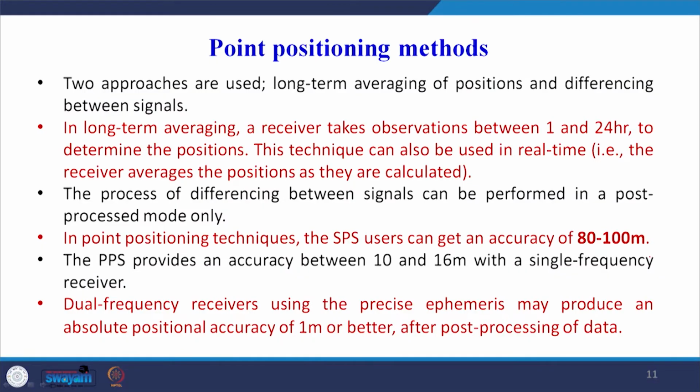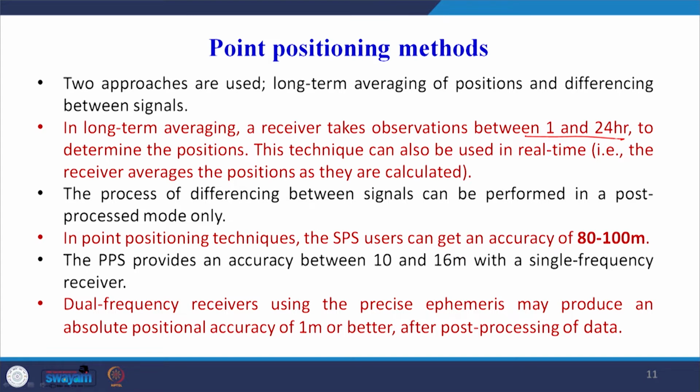So, let us see some of the salient points of each of these methods one by one. When we are working on a point positioning method, it is pointing out to a particular well defined point. Here we are using two basic approaches: one is called the long term averaging of the position, and another is the differencing between the signals which we are getting. As is clear from the name, in long term averaging we have a receiver which will take a very long term of observation at a given point, and the duration might vary from 1 hour to 24 hours.